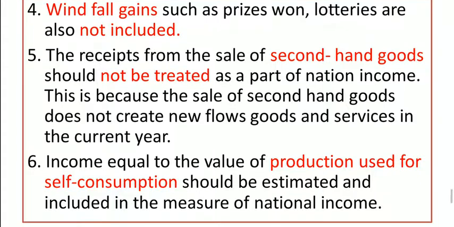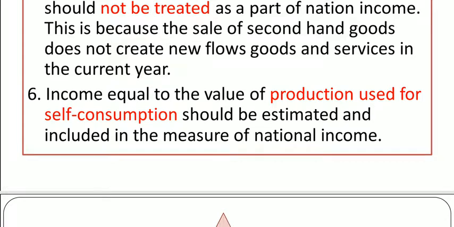Clear? Then sixth, income equal to the value of production used for self consumption. See here, income equal to the value of production. Your income is equal to the value of production used for self consumption, and the self consumption should be estimated and included in the measure of national income. Which means if your income is for your consumption, it will definitely be counted in your national income.